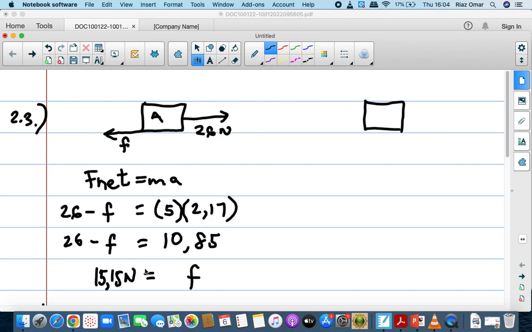Okay, so that's our first answer that we've got. And then if we're looking at the other side, we see that we have a different case. Here we've got an angle. Oops. Let's just fix that up.